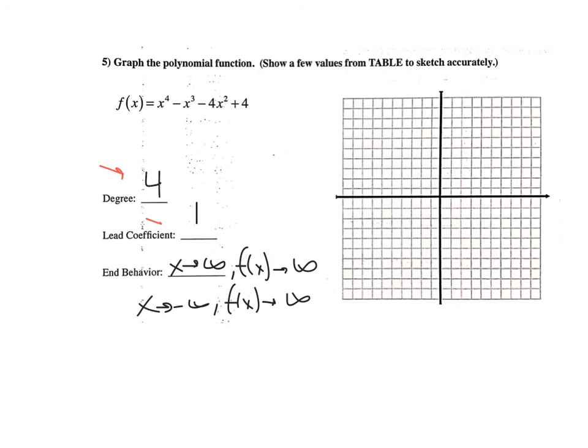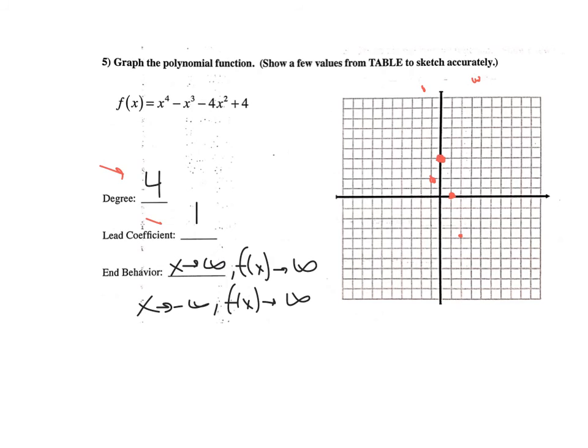And I see a few things. I see 0, 4. I'm always looking for zeros. I see 1, 0. I see 2, -4, which is down here. I see 3, 22, which is way up there somewhere. And also I see -1, 2, which is over here. And -2, 12, which is way up here. So here's what I know.